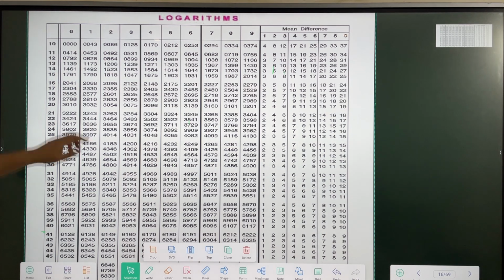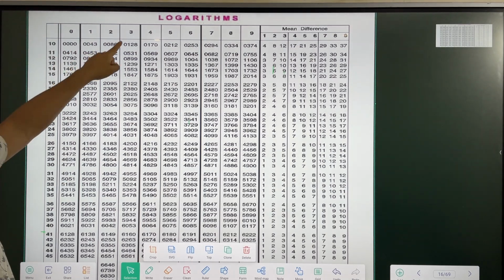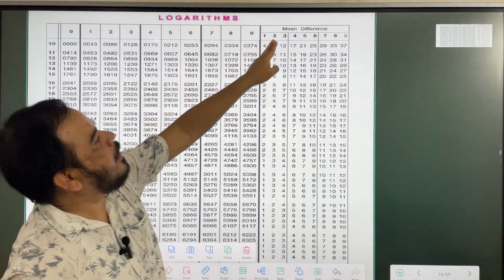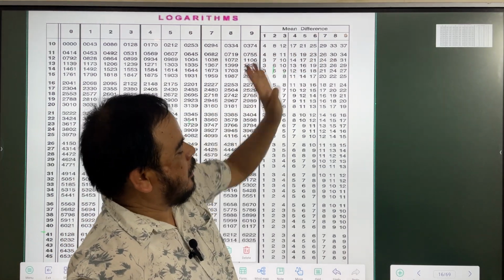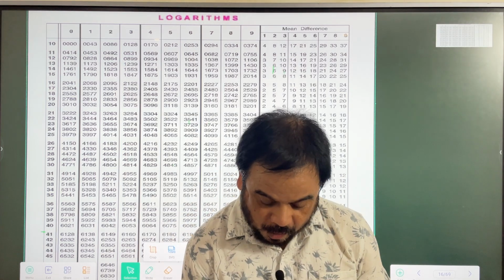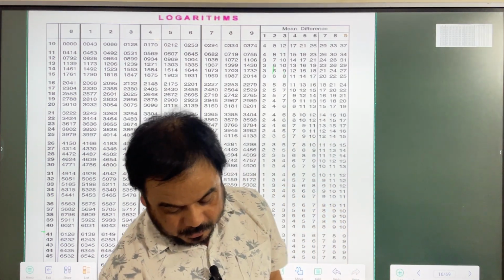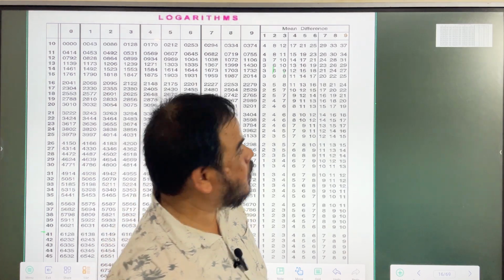Look here: starting from 10, 11, 12 till 100 it is there. 10, 0, 10, 1, 10, 2 like this. 20, 0, 22, 23 like this. It will go on till 9, and the mean difference is there from 1 to 9. So what was there? Let me see from the book: log 4361.